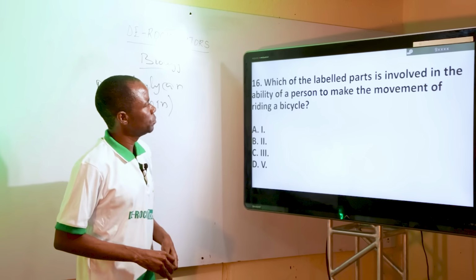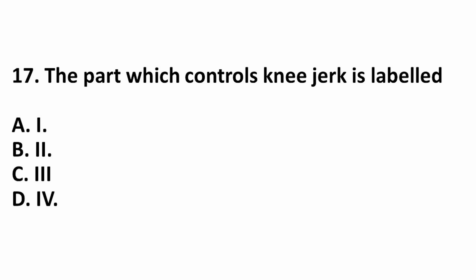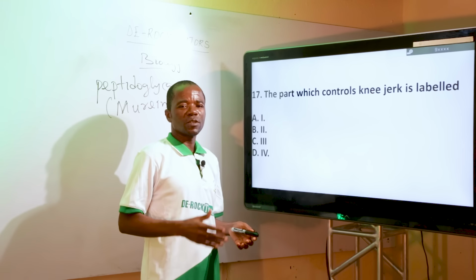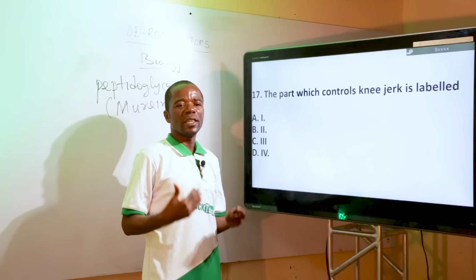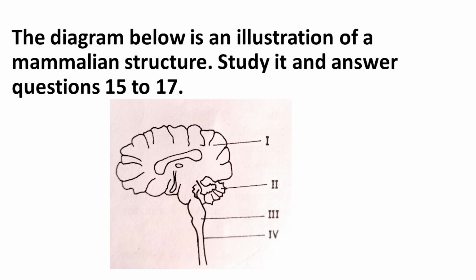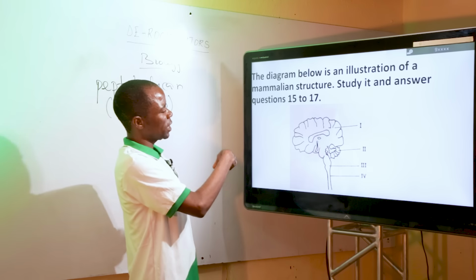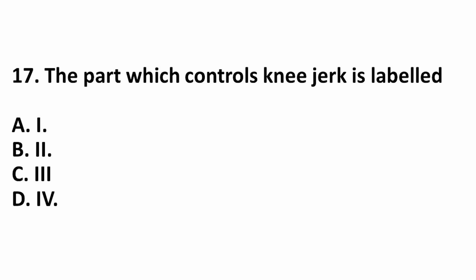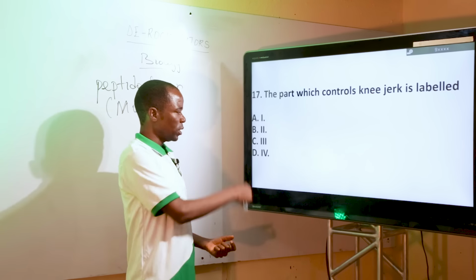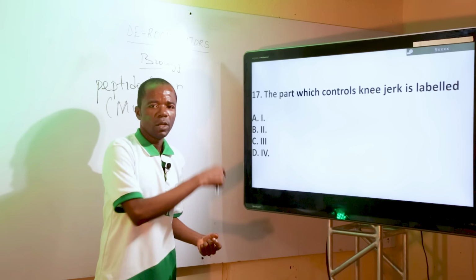Let's look at number 17. The part which controls knee jerk is, first off, knee jerk is an example of a reflex action. And we know that reflex actions are controlled by the spinal cord. So let's look at the diagram once again and see which part is the spinal cord. That is definitely Roman figure 4 here. Let's take a look at number 17 and see which option is Roman figure 4. Definitely option D. So knee jerk is a reflex action that is controlled by the spinal cord, labeled as Roman figure 4. Let's go to number 18.